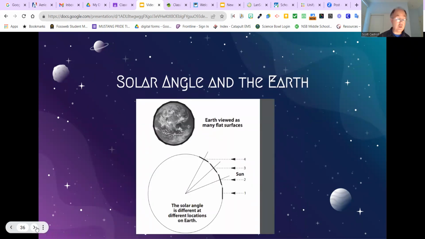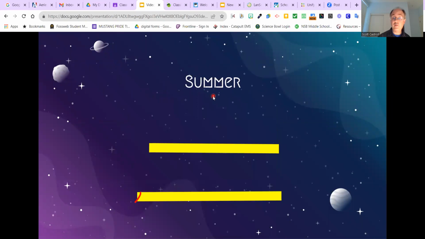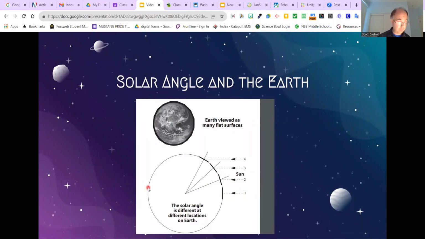So here you see the various solar angles. Notice as you get closer to the equator, see that? As you get closer to the equator, once again, the angle is more direct. That's why it's hotter near the equator than near the poles.